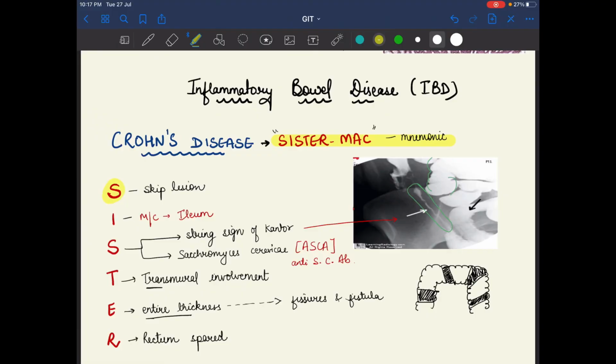So S for skip lesions. In Crohn's disease, we first understand the diagram: this is our intestinal part. In Crohn's disease there is segmental involvement of the lesion, and transmural involvement, meaning the entire thickness gets affected. So there are skip lesions present. Here is normal, this one is a lesion, here is normal, then there is one lesion. So Crohn's disease, Sister Mac.